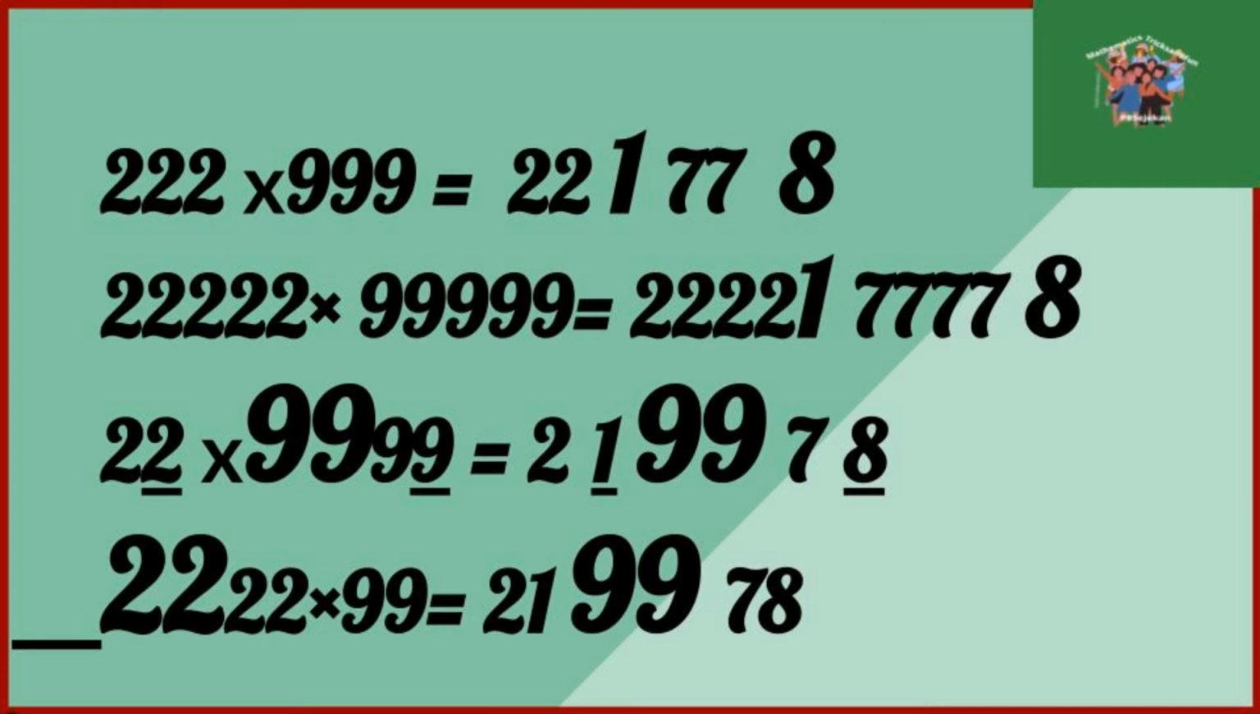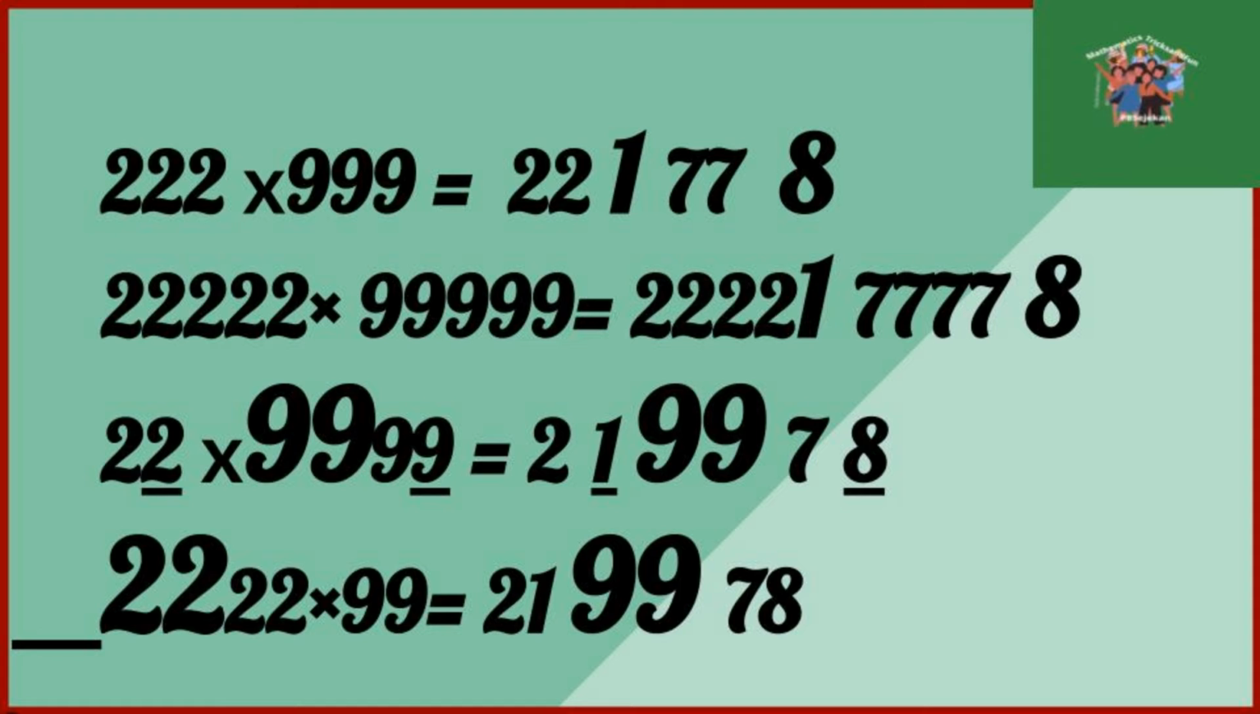222 multiplied by 999. There are 6 digits here. 2 multiplied by 9 is 18 and the answer is 221778. In the next example, 5 2's are multiplied by 5 9's. So the answer is 222217778. When 2 2's or 2 9's are extra, the center will be occupied by 2 9's and on either side of it the product will come.